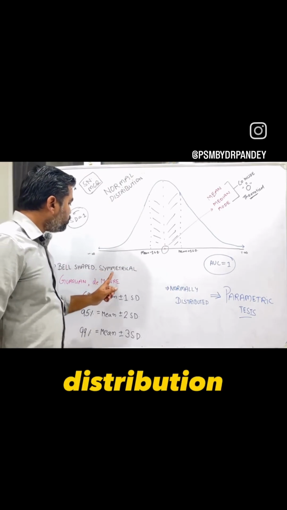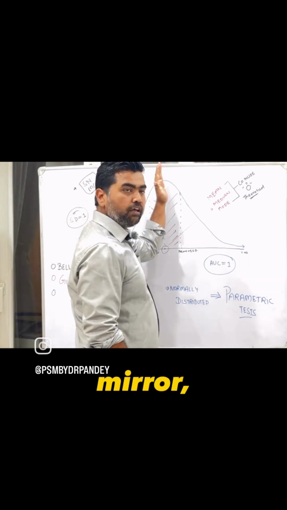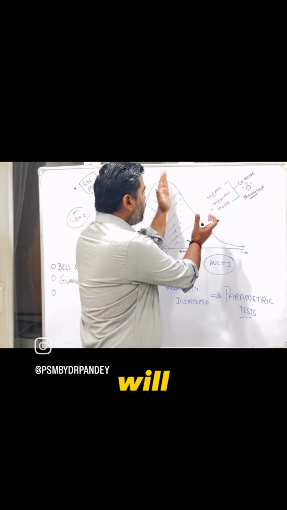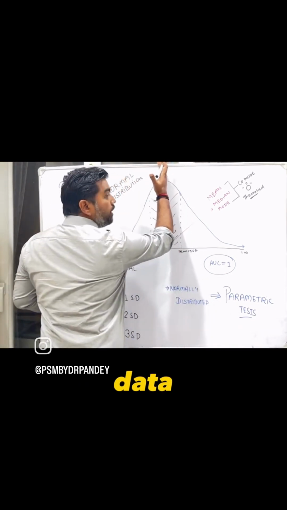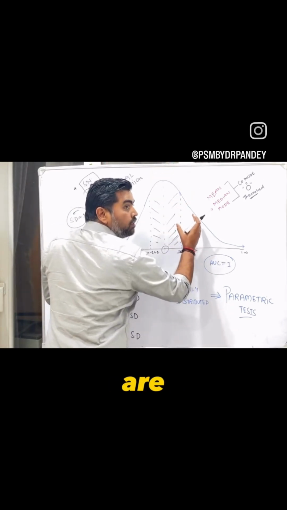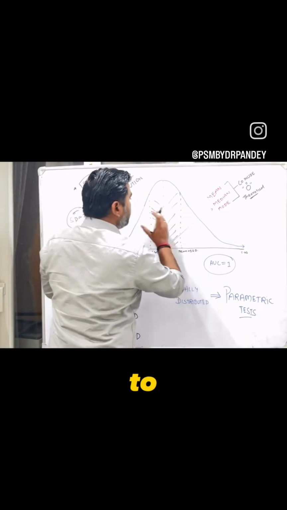Secondly, this distribution is symmetrical. Suppose I place a plane mirror here, the right hand side will exactly resemble the left hand side. So if I divide the data into two parts, both sides are mirror images of each other, exactly symmetrical to each other.